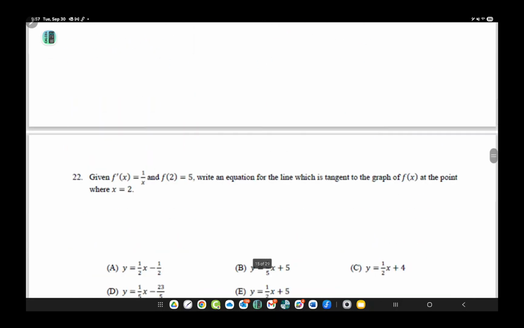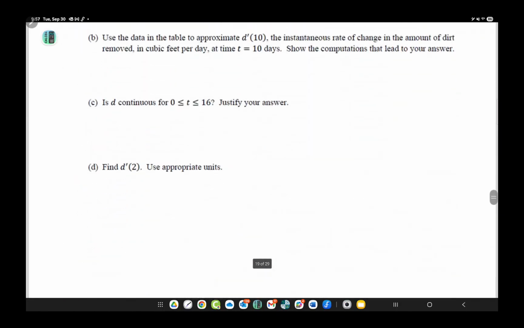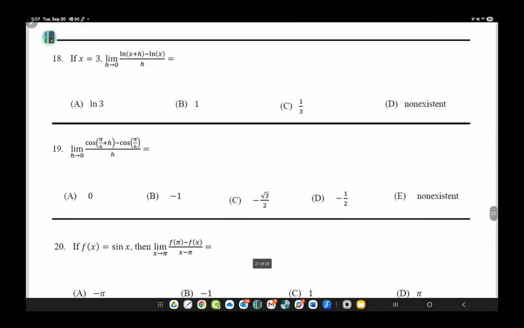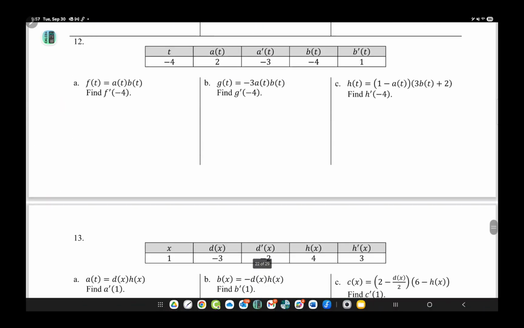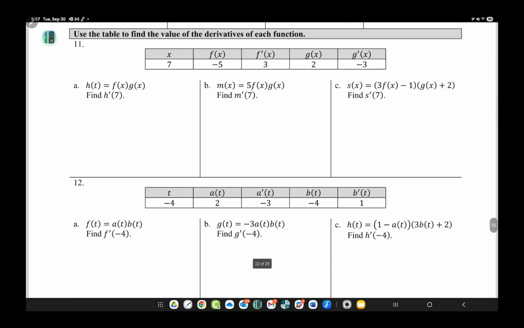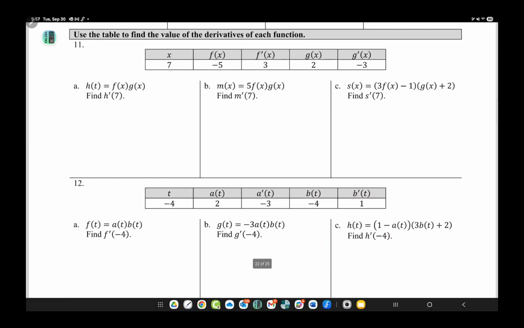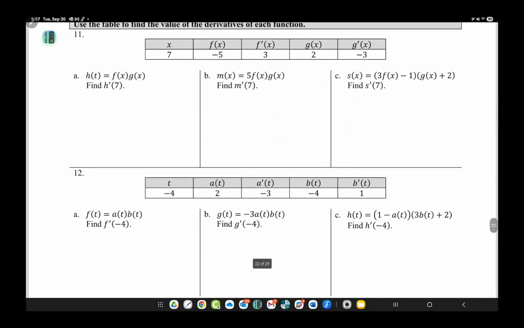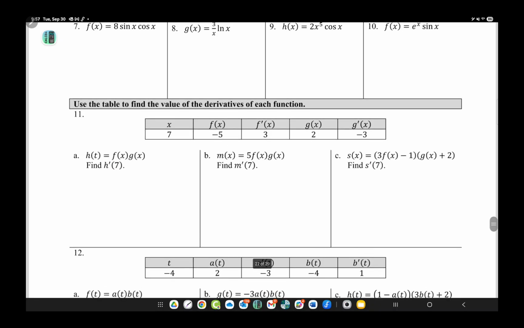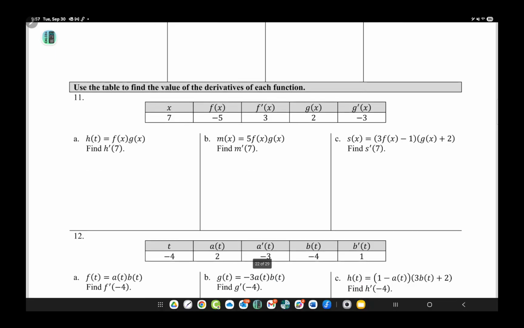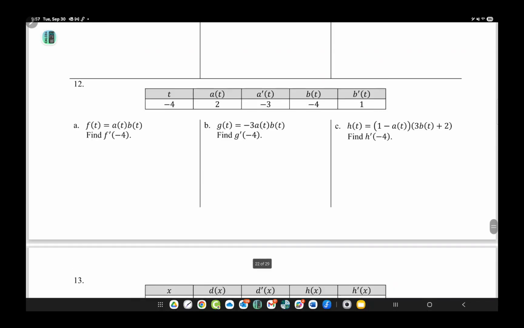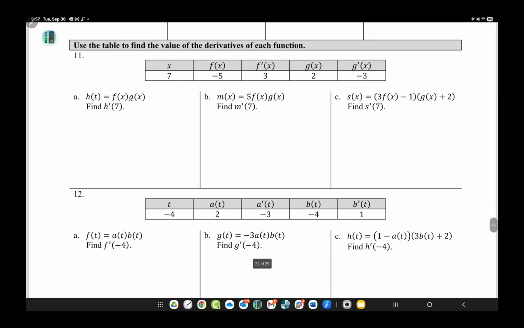Let's go to the last few sections, which was 2.8 and 2.9. These questions right here on 2.8, 11, 12, 13, where they give you this chart and some combination of functions. You will have these questions on your test.